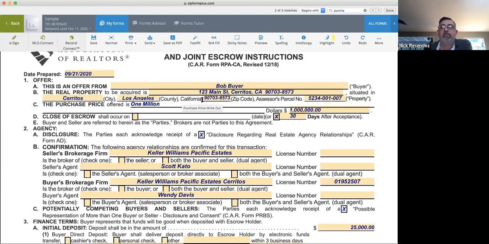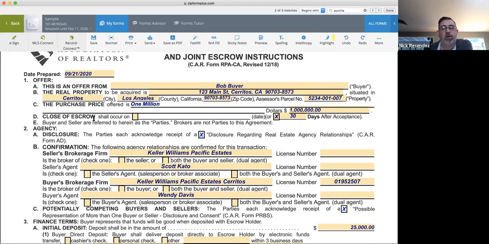County, city, zip, our parcel number. Where do we get the parcel number? It's on the MLS. If you use the MLS Connect feature, that should be auto-populated, okay? C is the price, and all you gotta do is type in the numbers. I got a cool $1 million right here, all dialed in.